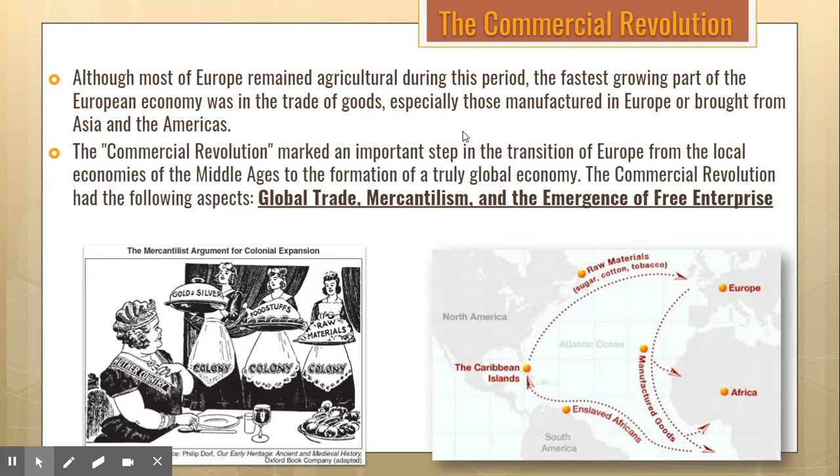So the commercial revolution marked an important step in the transition of Europe from local economies in the Middle Ages, where you just produce there at the manor, at the farm, near the castle, to the formation of a truly global economy. So this is, you trade everywhere after the commercial revolution. So the commercial revolution had the following aspects. It had global trade, it had mercantilism, and then you're going to bring about the emergence of free enterprise.